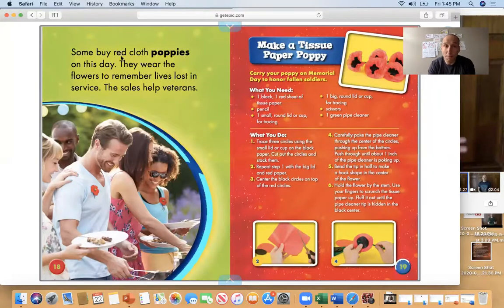Now, some buy red cloth poppies. On this day, they wear the flowers to remember lives lost in service. The sales help veterans. So on Memorial Day, if you go to the stores, boys and girls, often there'll be a gentleman or a woman out there, and she'll be selling these. All right, these are poppies. Now, poppies is a real flower, but now people often make them out of fabric for decoration that people can buy and wear. All right, and the money that they get from selling the poppies goes to help veterans.